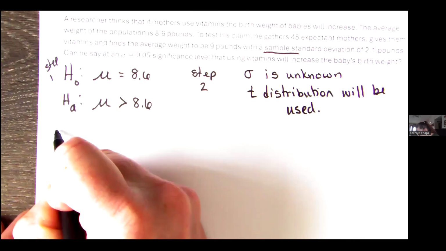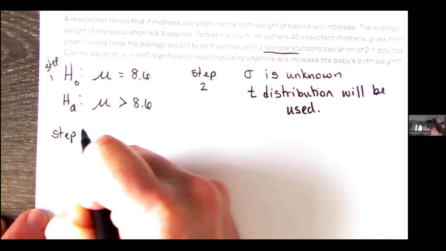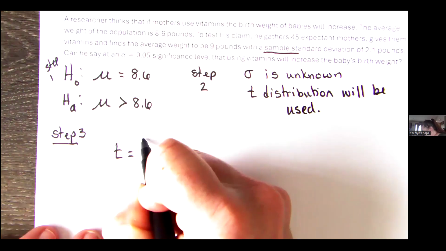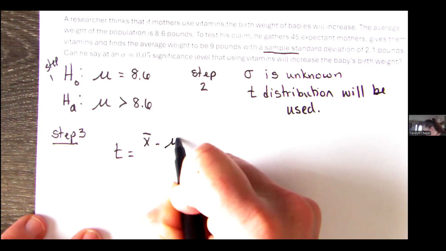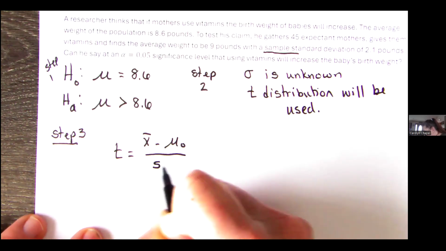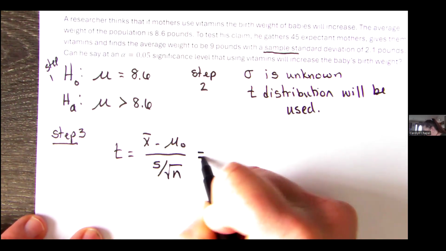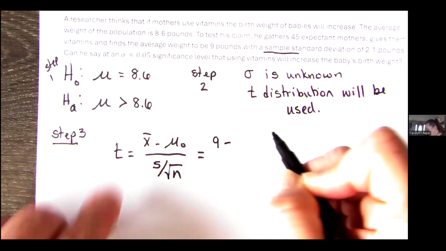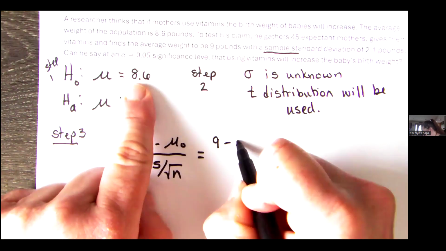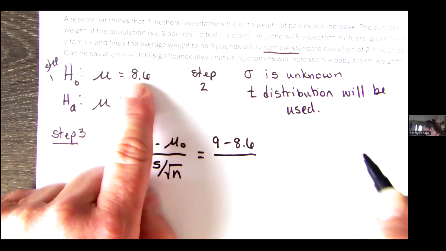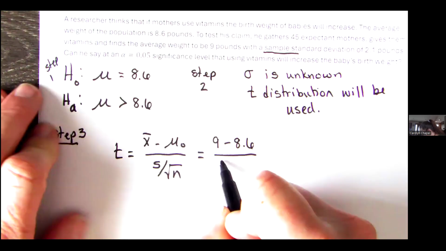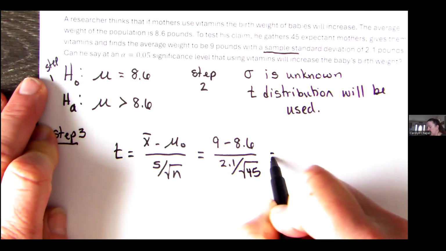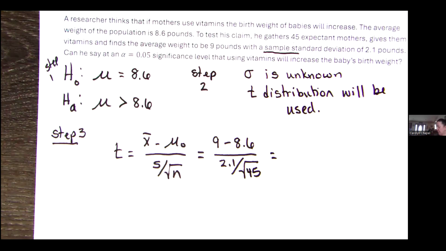I could, if I'd wanted to, calculate my t-score, that standardized t-value, by taking my x bar minus my mu 0 all over s over the square root of n. So we could do it by hand. We had an average of 9. Mu 0 is this 8.6. My s is my 2.1. And my n is that 45. So I could get this value. I'm going to let my software do it for me.